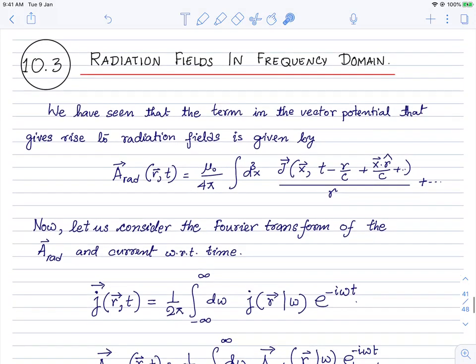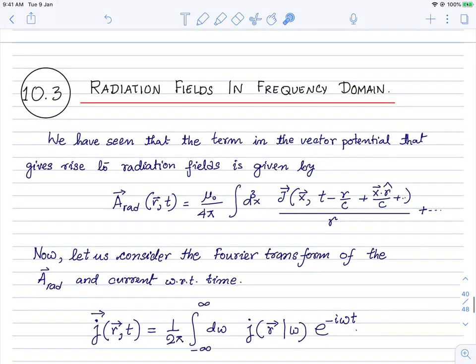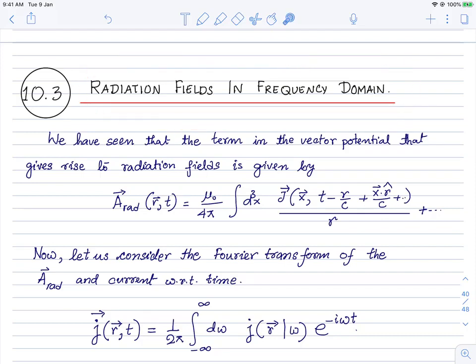Before I describe a very simple model of an antenna, which we'll treat as a fun application rather than a very intensive thing, there is something interesting and important we can see, called radiation in the frequency domain. So far, I have only considered a dipole or a quadrupole oscillating at a given frequency, that is, monochromatic oscillations.